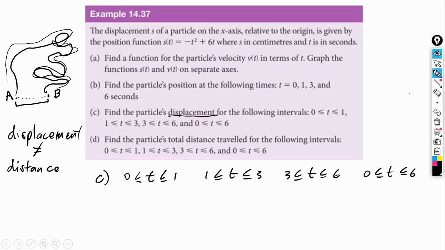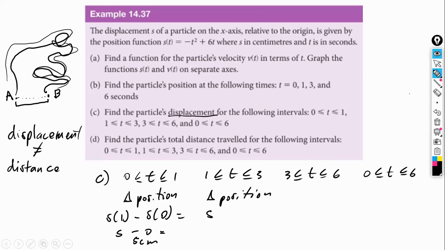Basically we would say that displacement is a change in position. So from 0 to 1, including the endpoints, the change in position would simply be s of 1 minus s of 0. And these values we found before. We said that s of 1 was 5 and s of 0 was 0. So that means that from 0 to 1 seconds, the displacement was 5 centimeters. And we do the same for the rest. So it's always a change in position.